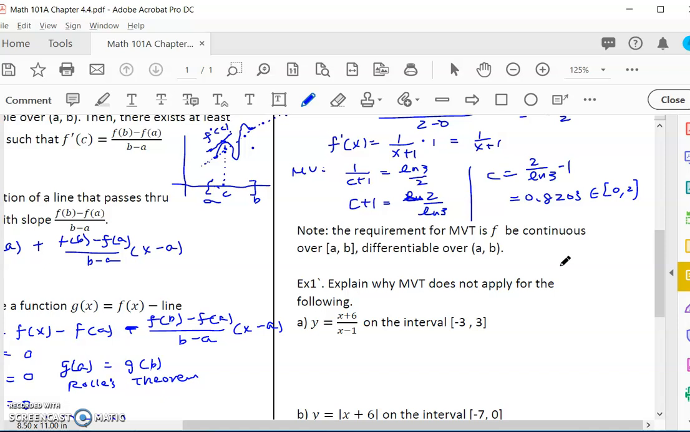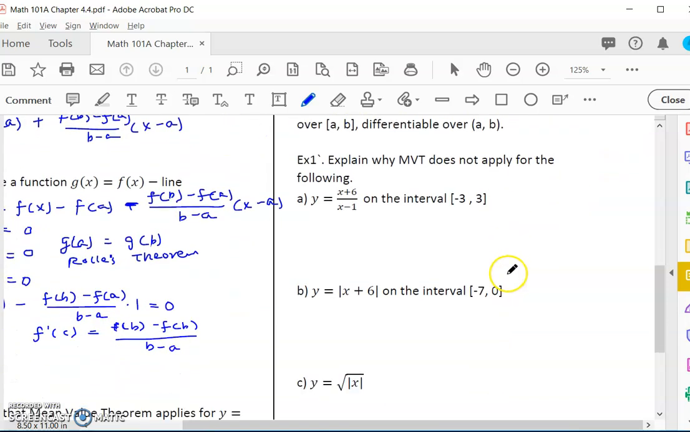So what does it guarantee that it applies? Remember, it has to be continuous on the closed interval and differentiable over the open interval. So we would have two questions where we would say the mean value theorem may not be applied because it does not satisfy both of the conditions or one of them. So let's say I have my function x plus 6 over x minus 1 on the interval -3 to 3. Mean value theorem does not apply.